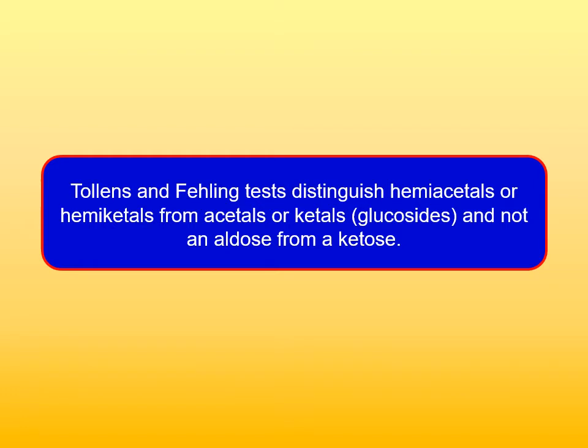Acetals or ketals are also called glucosides, and these tests are not used to distinguish an aldose from a ketose, because they cannot distinguish an aldose from a ketose. So hemiacetals or hemiketals are reducing sugars and they give positive Tollens and Fehling tests. Acetals or ketals, glucosides, are non-reducing sugars and they give negative Tollens and Fehling tests.